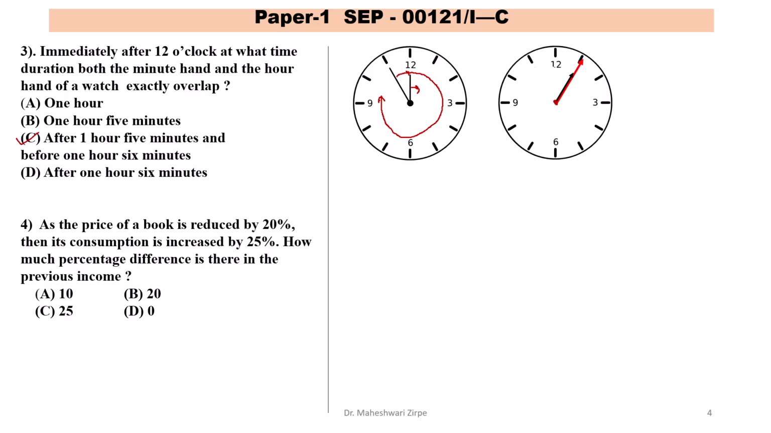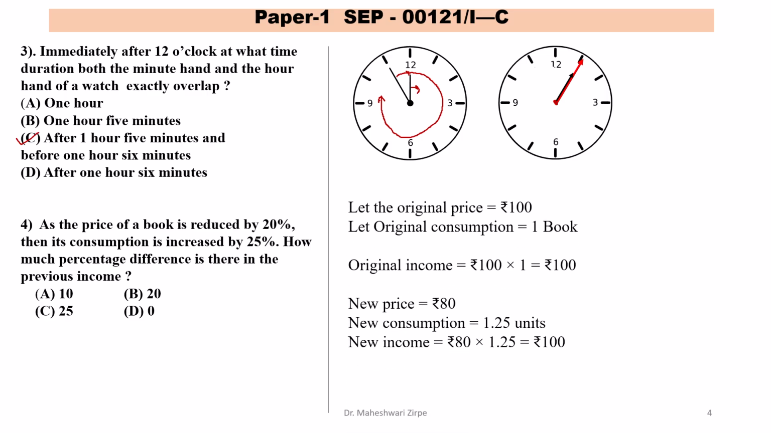Now the next one is: if the price of a book is reduced by 20%, then its consumption is increased by 25%. So this is a sum related to percentage, so we have to assume here. Let us see. Considering, let the original price of the book be 100. What we are considering is, let the original price of the book be 100.